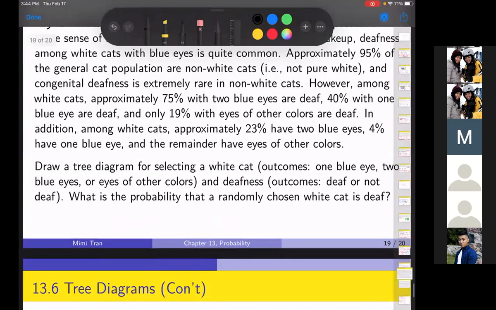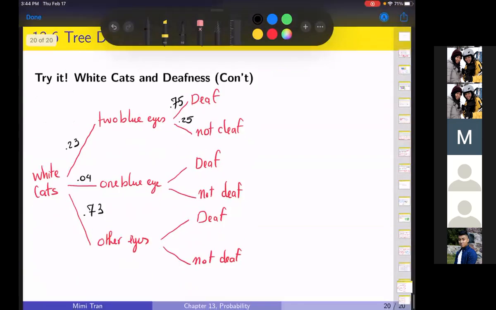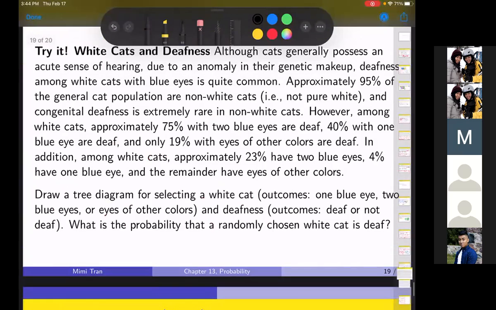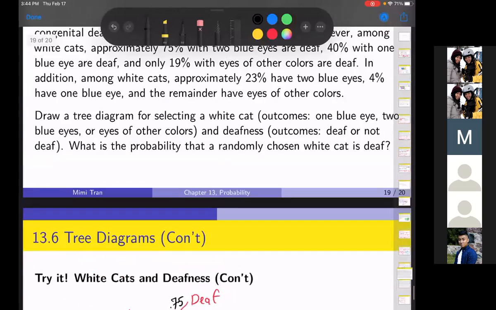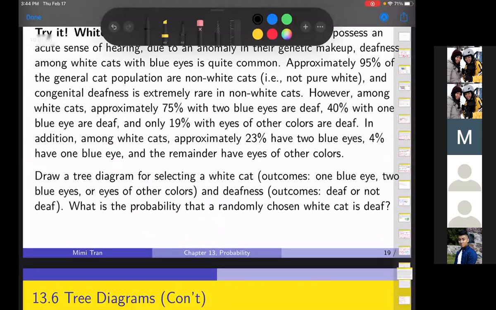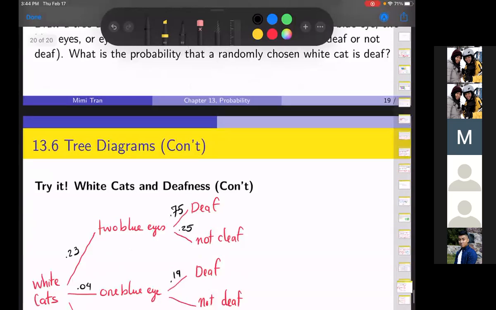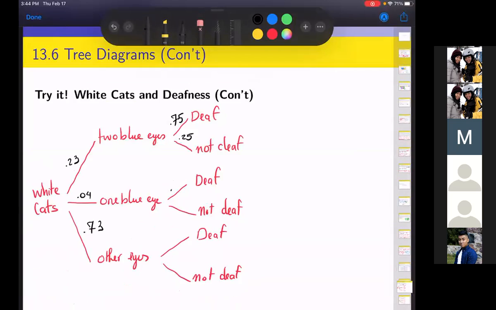1 blue eye, 19%. No, 4%. No, my bad. 19%. Double check. 40%. Oh, these are where I eyeballed the wrong ones. What I meant was 0.6, and then 0.19 here, and then 0.81.